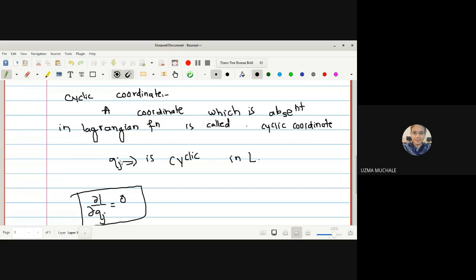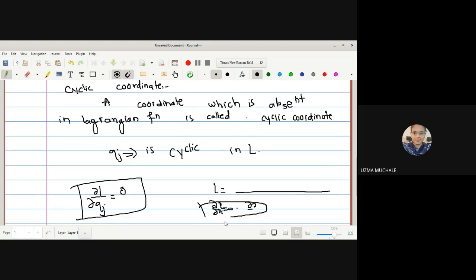So these two points are equivalent: if the derivative of Lagrangian L with respect to Qj is 0, it means that Qj is cyclic. Or you can say, L has derivative with respect to Qj equal to 0 means Qj is absent, or it is a cyclic coordinate. A coordinate which is absent in the Lagrangian L is called a cyclic coordinate. I hope you remember that many times while solving examples, L was one big equation, and if we find a derivative with respect to x or x dot, sometimes we get 0.